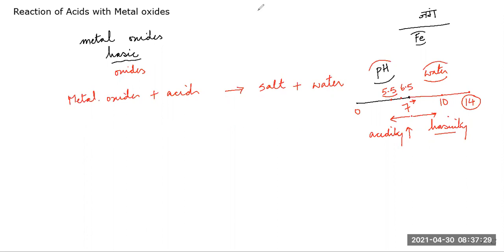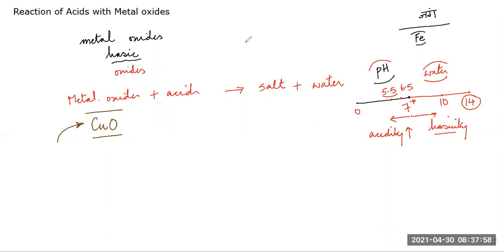So let me write a reaction depicting this. So we can have the metal oxide as copper oxide, CuO. Can any student identify what is this? Do we use it in our home? Yes. What is this? Copper oxide. Yeah. Have you ever seen copper oxide?